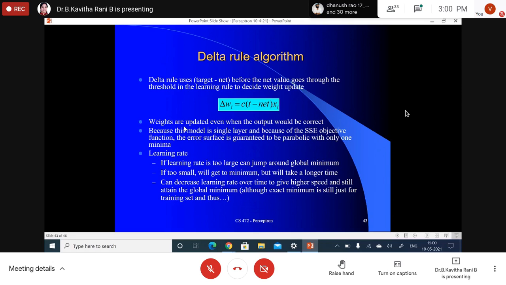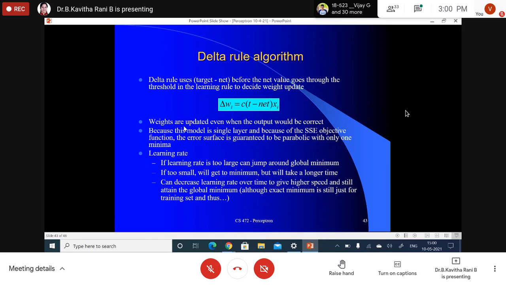And when we are changing the values, we will be using the delta value. This is the total error rate, that is delta Wi equal to C into (T minus net of Xi). C is your learning rate, like 0.5, 0.1. So likewise according to the values you will be assigning it. T is your target value minus net, which is nothing but your weight value into xi value. Xi is your input values.